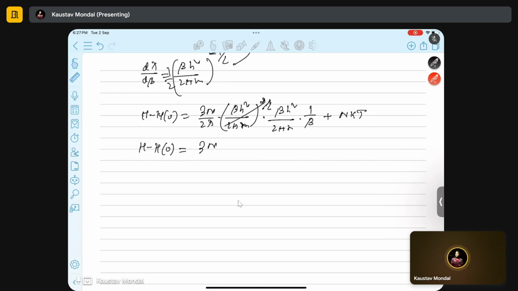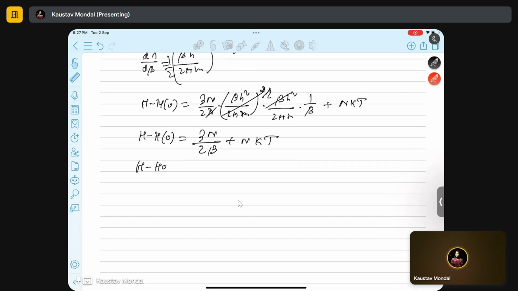3n by 2 beta, and this lambda is also there. If you substitute the expression of lambda, this whole thing will be cut, and this will become 3n by 2 beta plus nkT. Now if you write the expression of beta, H minus H0 equal to 3 by 2, beta is 1 by kT, so nkT plus nkT, so it will become 5 by 2 nkT.